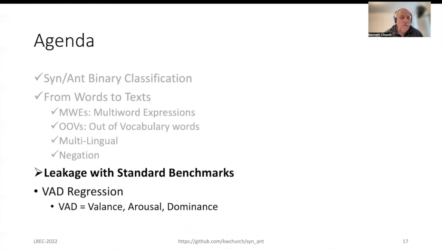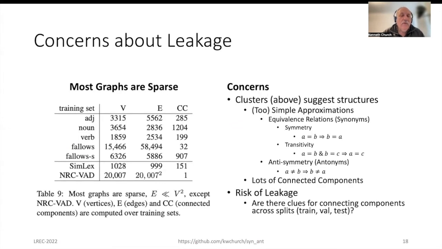Now, we're concerned about some kind of leakage. Many of the graphs that we were looking at are actually very sparse. You can imagine that there would be some very simple, probably too simple, approximations, that synonymy is some kind of equivalence relation where there'd be some structures. So the synonymy might be symmetric and even transitive. Antonyms would have some other properties that could give rise to various leakage. And if there are clues for connecting components across splits, then we could leak information from one split to another.